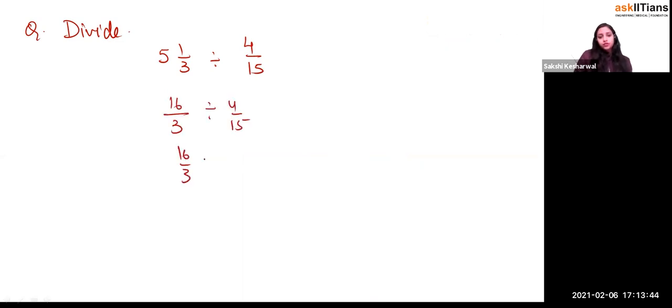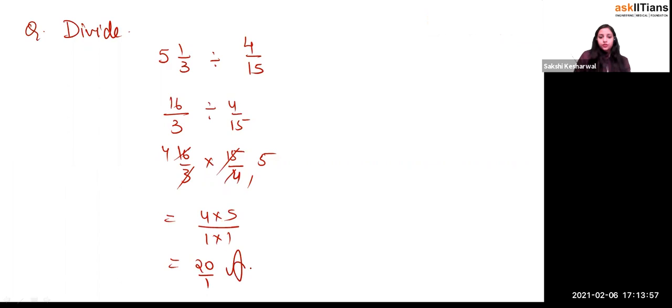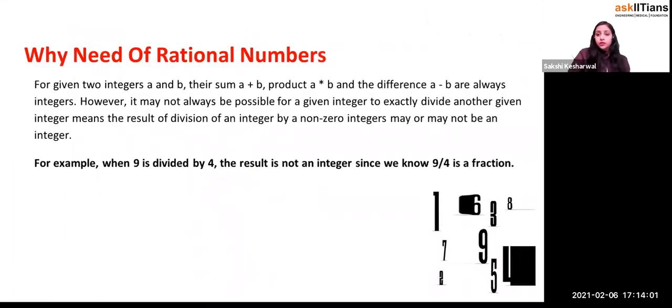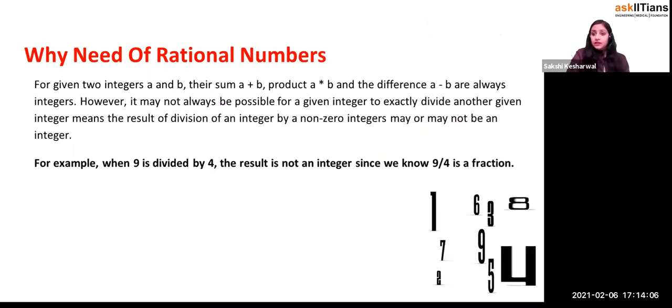So 16/3 into 15/4. So this and this cancel out. This is 5, and this is 1, and this is 4. So your answer is 4 into 5 upon 1 into 1, which is equal to 20/1. So this is your answer for this, right? Now, let's come to the next part. I think this much is clear to everyone. If any doubt, please ask the class.